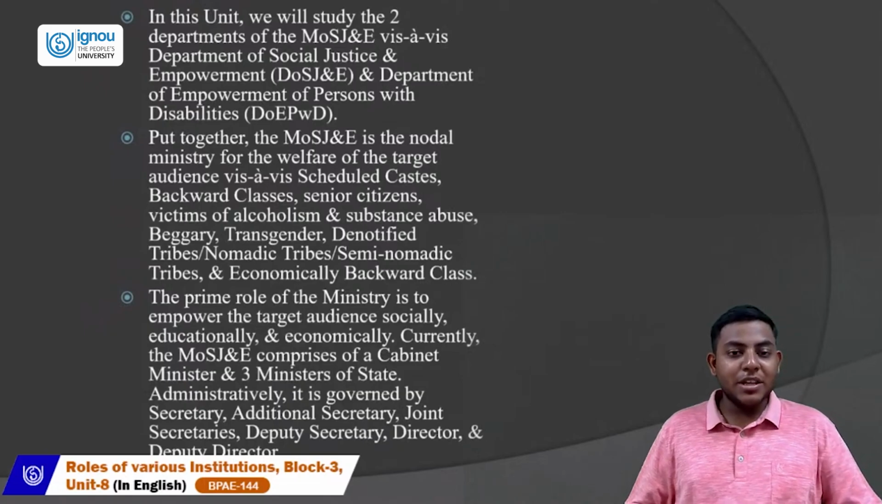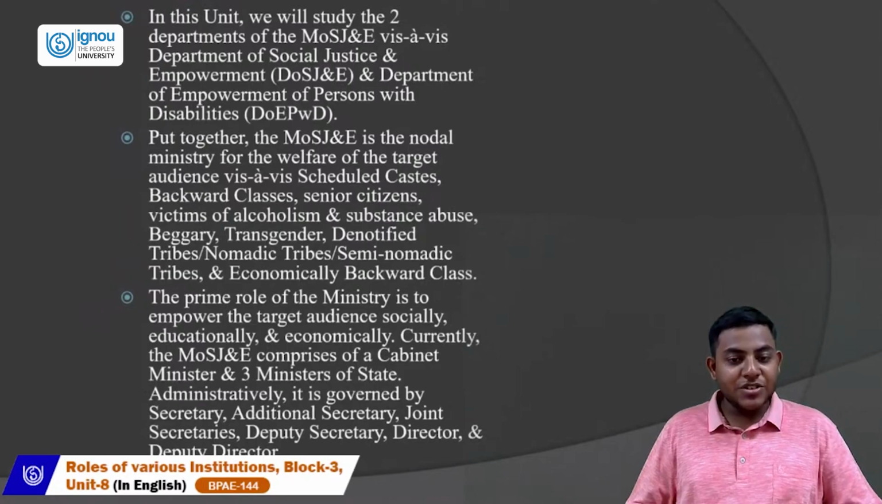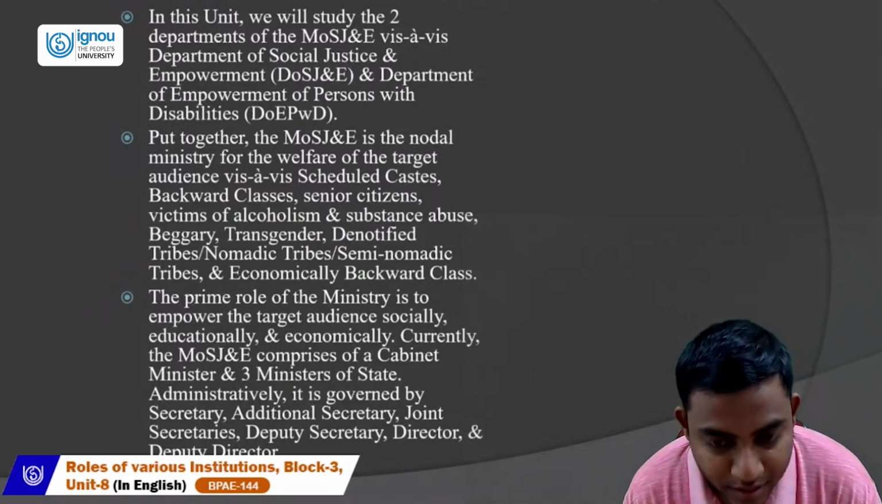So put together, the Ministry of Social Justice and Empowerment is the nodal ministry for the welfare of the target audience, vis-a-vis scheduled castes, backward classes, senior citizens, victims of alcoholism and substance abuse, beggary, transgender, de-notified tribes, nomadic tribes, semi-nomadic tribes, and economically backward class. So, the prime role of the ministry is to empower the target audience socially, educationally, and economically.